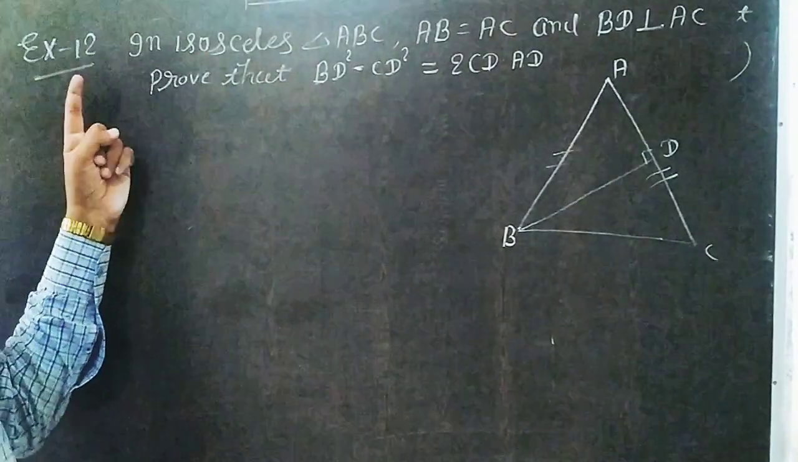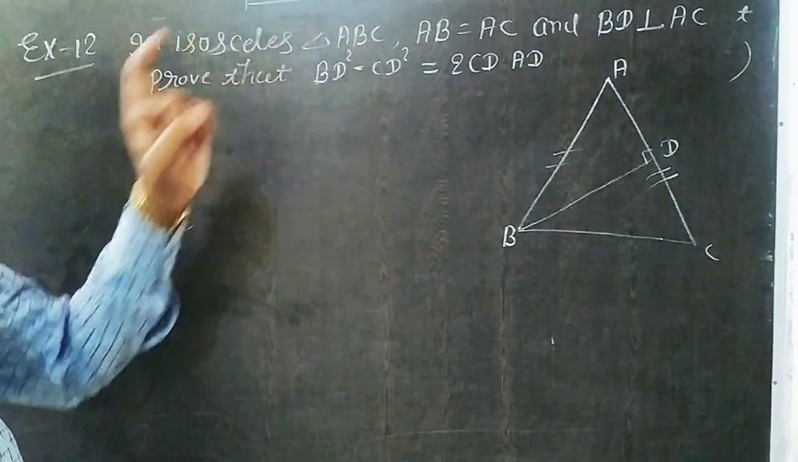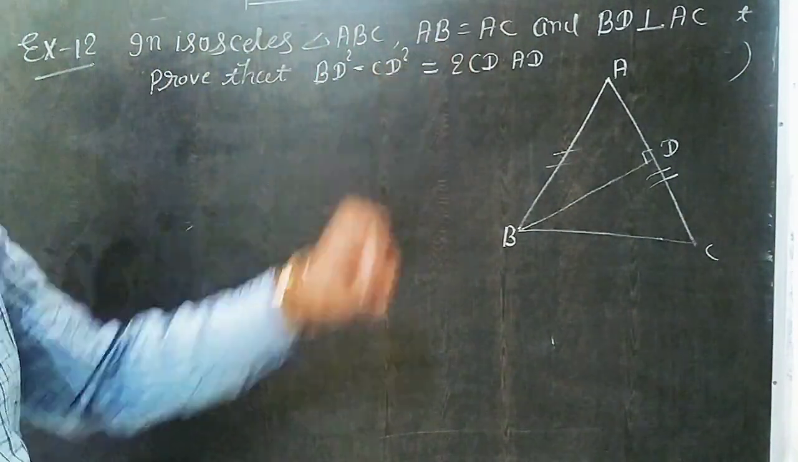Example 12. In isosceles triangle ABC such that AB is equal to AC.